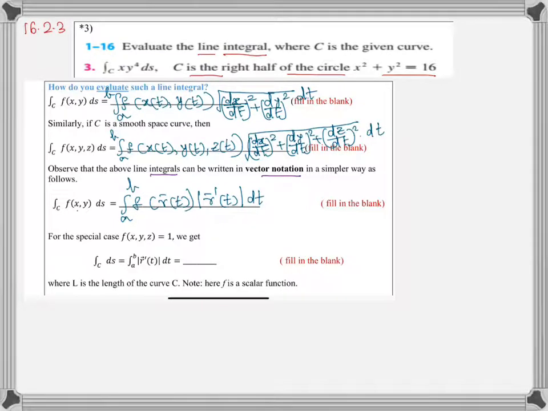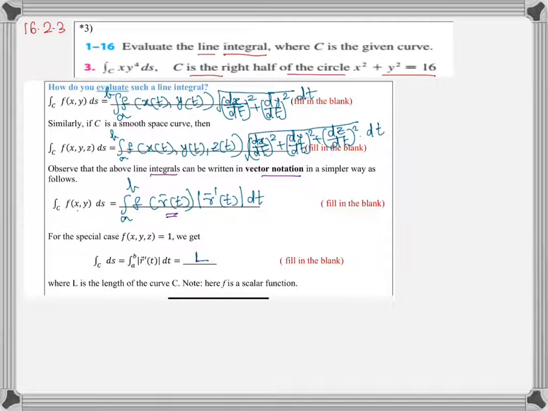For the special case f of x, y, z equal to 1, we get the integral over C of ds. So this part will become just 1. So it is integral from a to b of the absolute value of r prime of t dt, which is nothing but the length of the curve, L. Just L, where L is the length of the curve C.